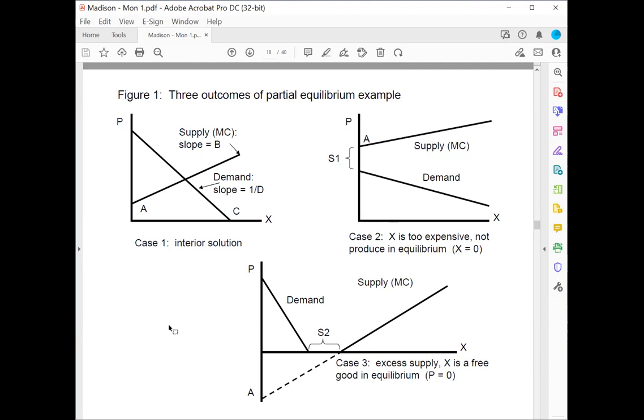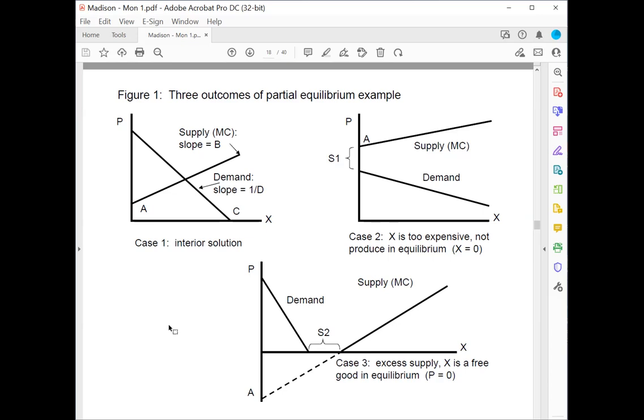Okay, so this is not uncommon. Or think of trade. This is exports of a good from one country to another. It's just unprofitable, and so then the equilibrium value of that export is 0.